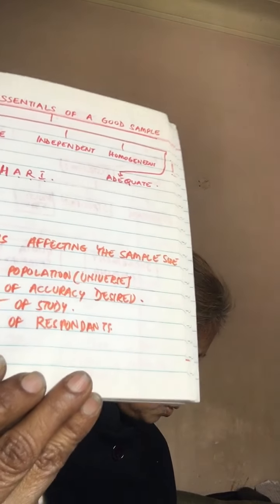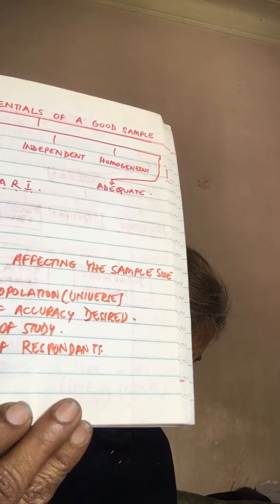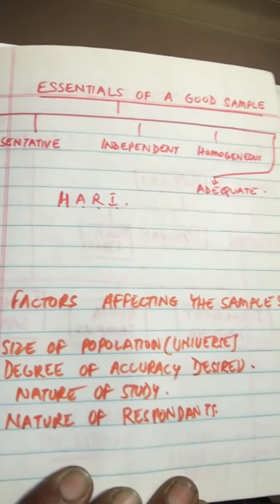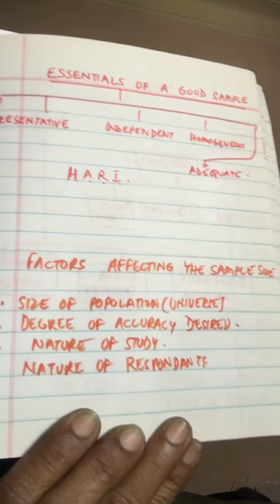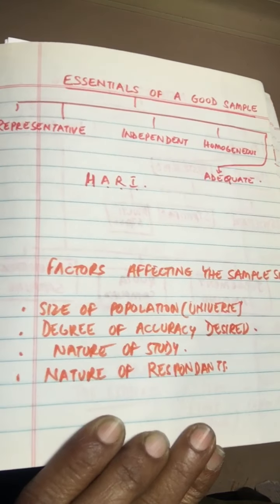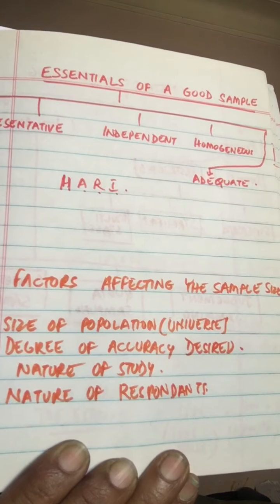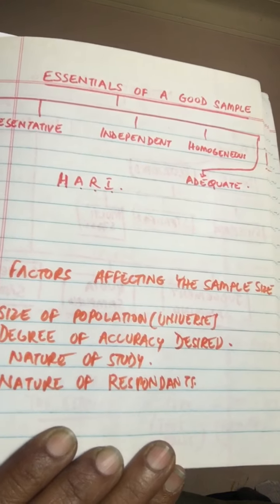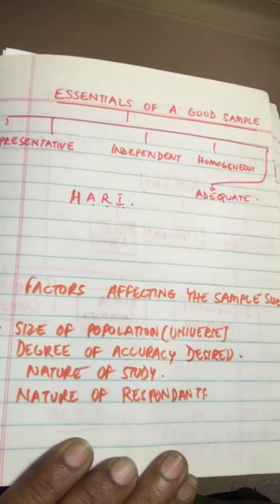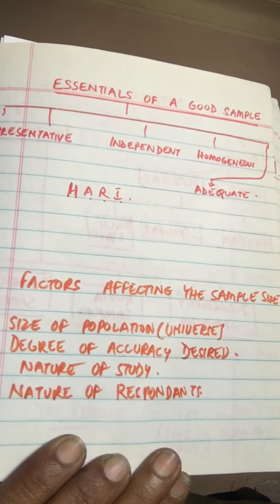Now, what are the factors that affect the size of the sample? One should make note of this. When you finalize a sample, what you ought to think about is, first, the size of the population, the total number of units under study. The larger the number of units under study, the more sample units are needed.